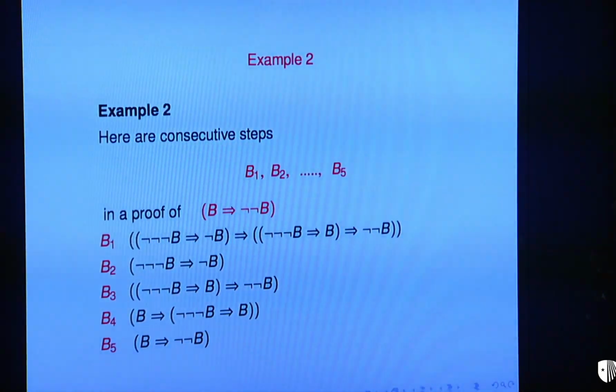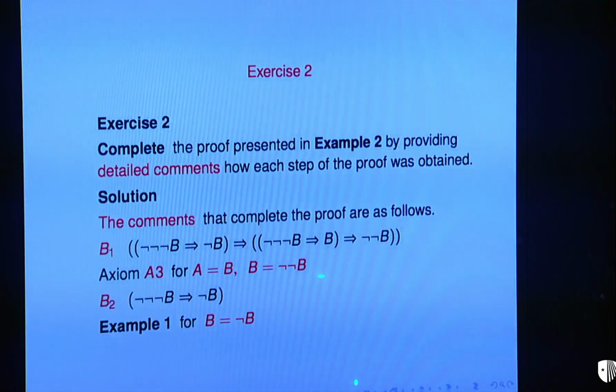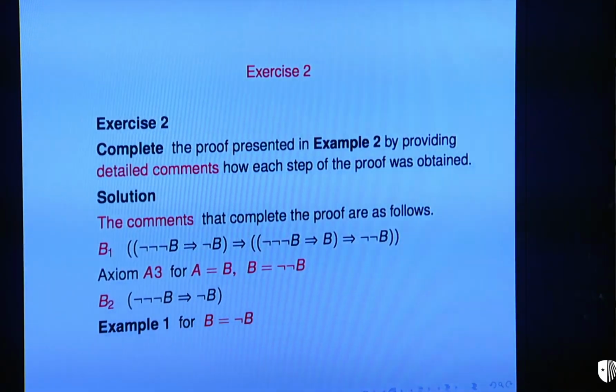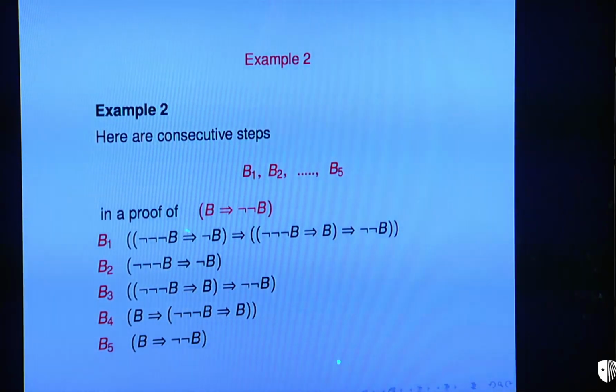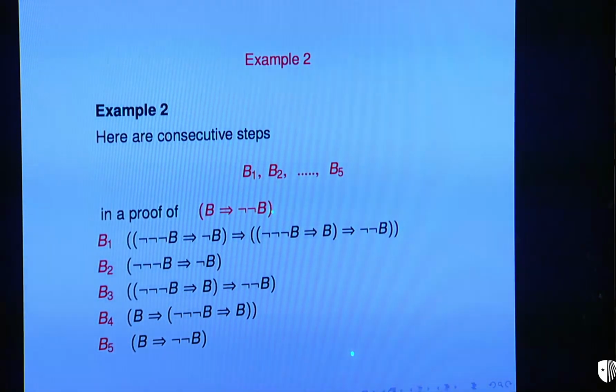And then I think here is an easy case. Again, you have a proof of B implies not B, and now you can look: what is this? How would I get this?